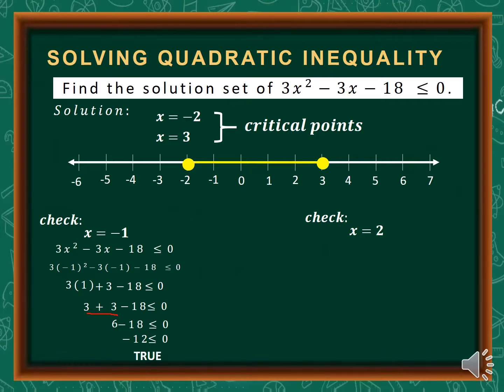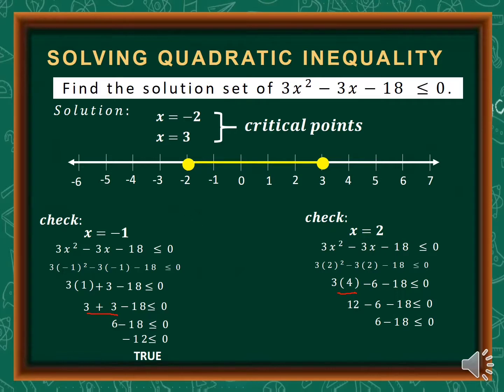Correct. Now, try naman natin yung x is equal to 2. Kapag ang x ay 2, 3x squared minus 3x minus 18, substitute natin. 2 squared, we have 3 times 4. Negative 3 times 2, we have negative 6 minus 18 is less than or equal to 0. 3 times 4 is correct. So we have 12 minus 6 minus 18 is less than or equal to 0. 12 minus 6, very good. 6 minus 18 is less than or equal to 0. And 6 minus 18 is negative 12 is less than or equal to 0. Again, this is a true solution. So kahit po alin dito sa mga points na makikita natin sa ating shaded part or for the second interval are all solutions of our quadratic inequality.